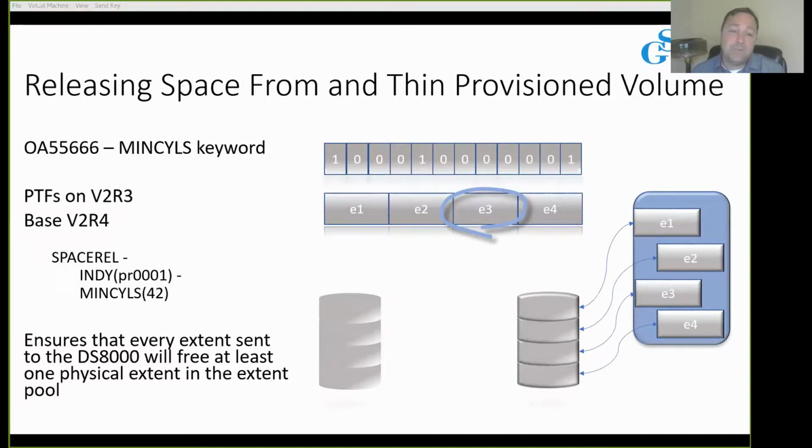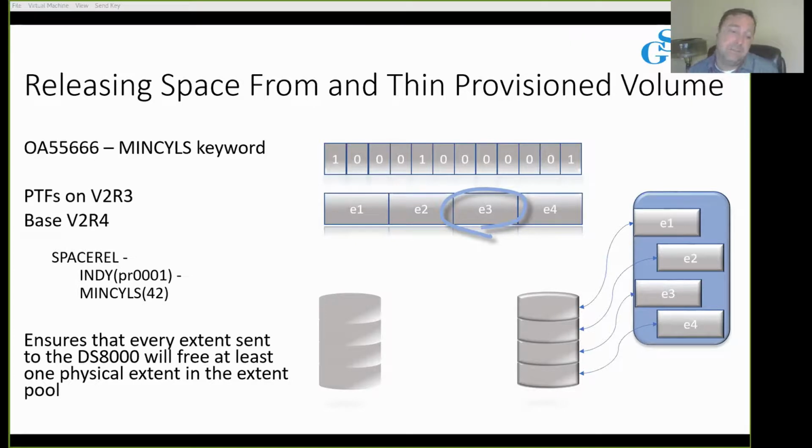Now, a lot of the extents that it asks to reclaim have no possibility of reclaiming a physical extent, right? So for example, in the space release command at the top here, we have a 10001, and those first three free tracks span extent 1 and extent 2. So we would send that down, and there's no way that extent is going to free any space.